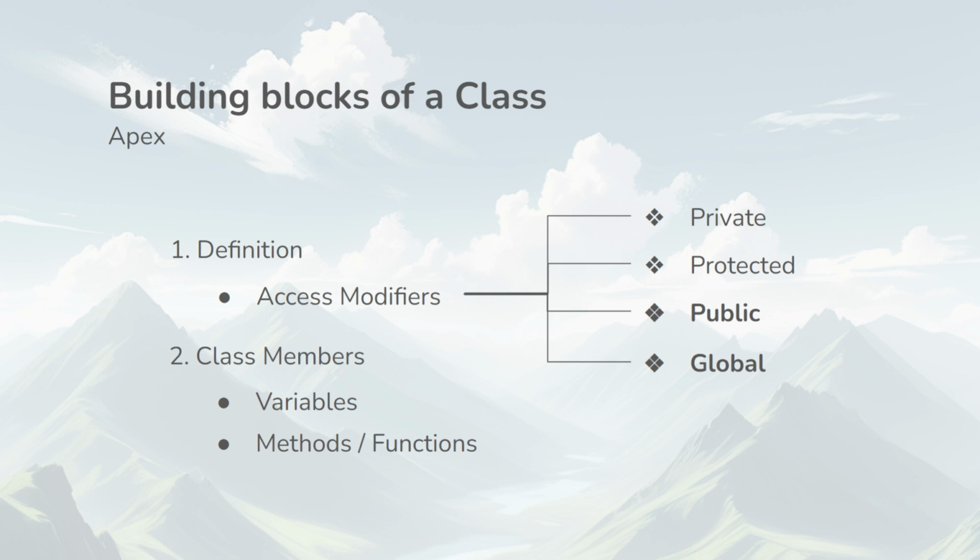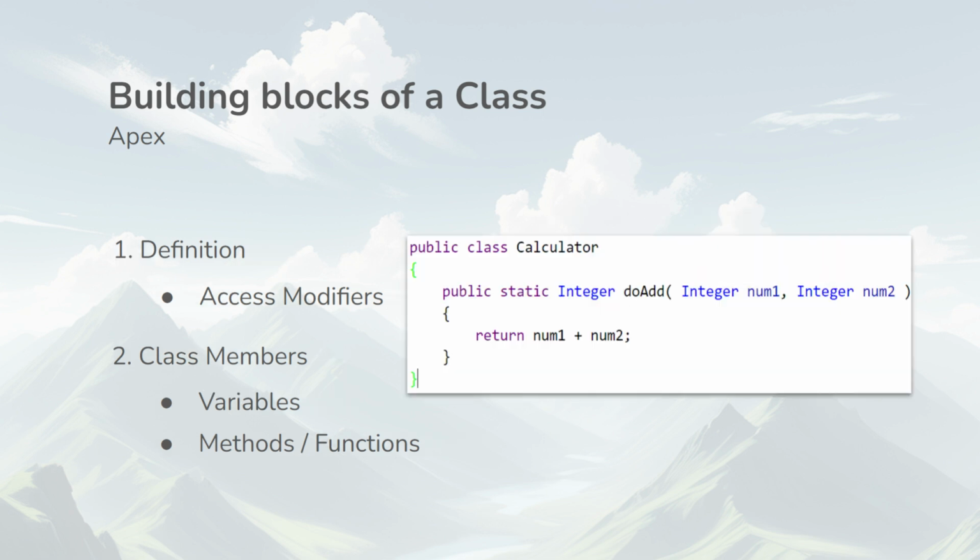For example, if we are creating an API for an external system to consume, that class needs to be a global one. Once you specify the access modifier, you need to specify the class keyword, which should be followed by the name of the class. Now, the class name should be unique across the Salesforce instance. Once you have defined the class, you need to define the class members. The class members could be either variables or methods, which are alternatively called functions.